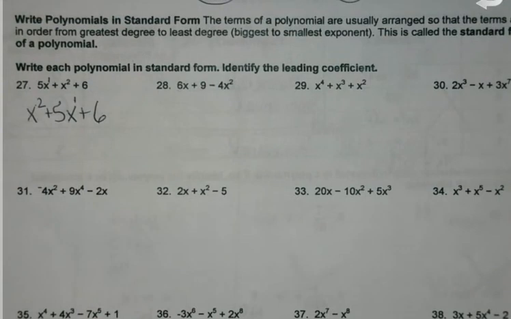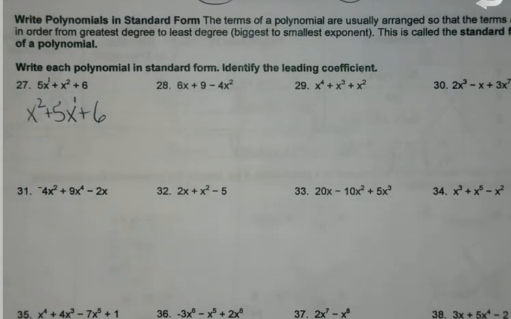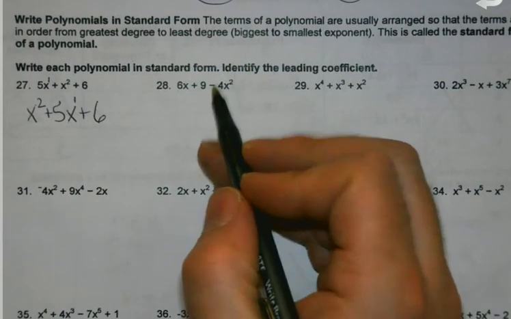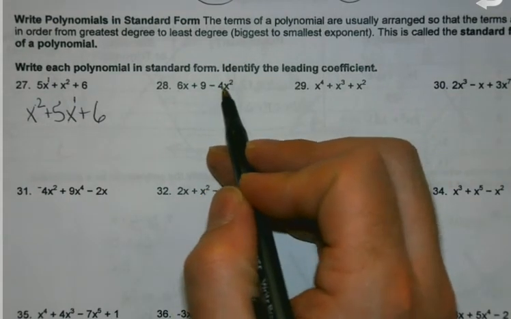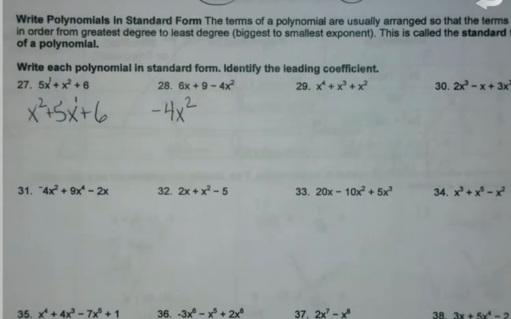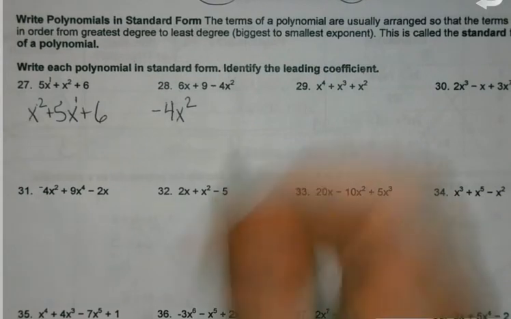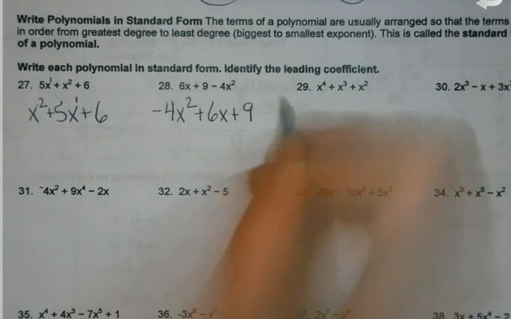Number 28 can actually be tricky. I'm confused. I didn't know if you put the minus first, like the negative. You would. This minus or negative is attached to whatever's right after it. So for 28, I would actually start with negative 4x squared. Is that all you do? Yes, all you do is just write them out.